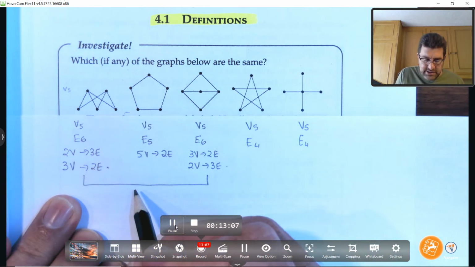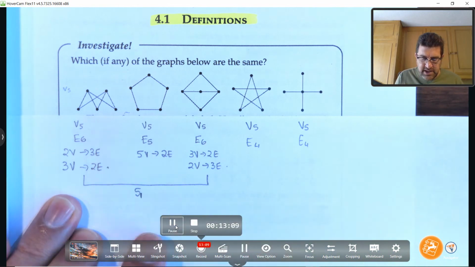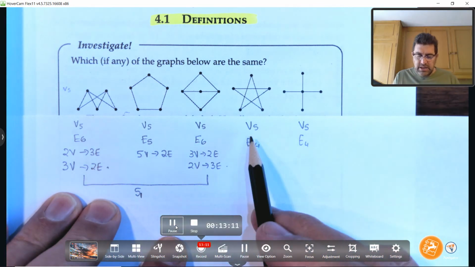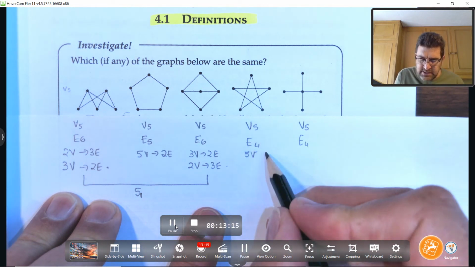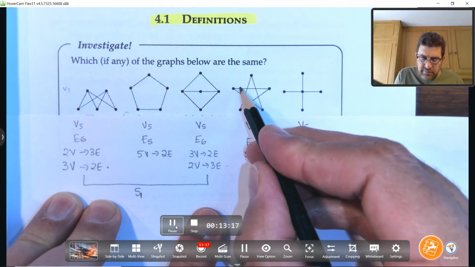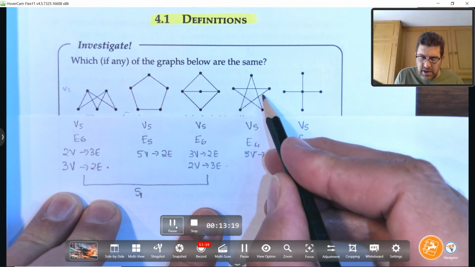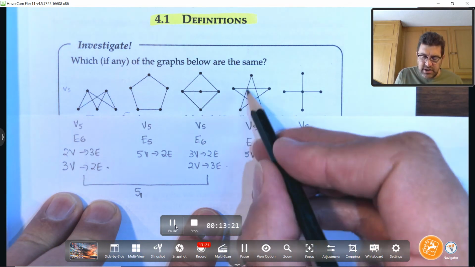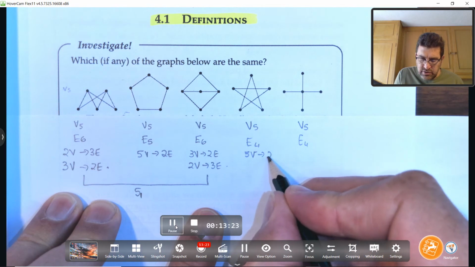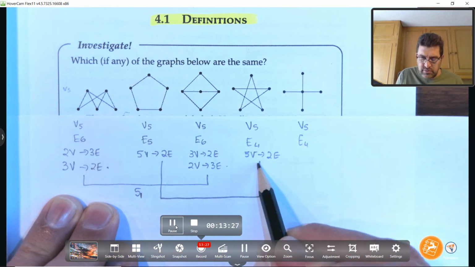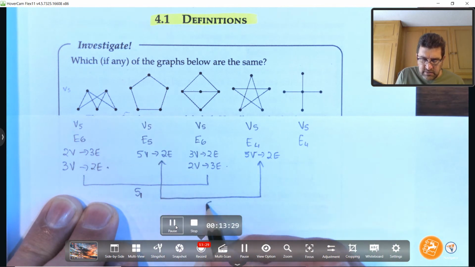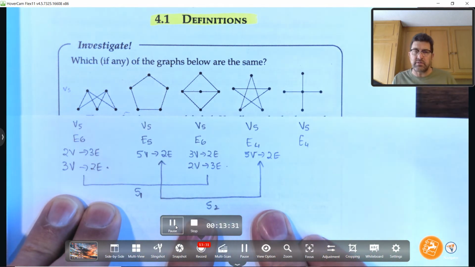So they have the same structure, which we're going to just say S1 for structure 1. Let's go to this graph. This graph has 5 vertices, and each of the vertices has 2 edges. So there's an edge, edge, edge, edge, 2 edges. Now look at that. Those 2 are identical. So that's structure 2 that we're going to look at.